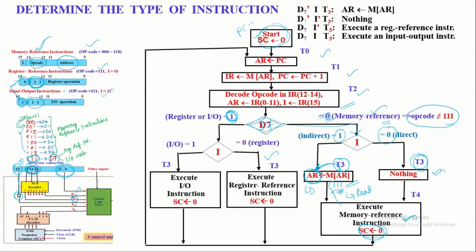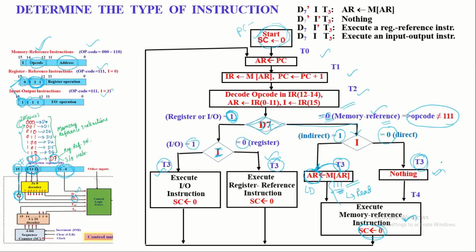Since those values are transferred to the I flip-flop of the control unit, the control unit only takes the content from its own components, that is the I flip-flop only. So when the I flip-flop is 1, it is known as an IO instruction. When the I flip-flop contains 0, it is known as a register reference instruction. The corresponding IO instruction or register reference instruction is executed during the timing signal T3. And at the end of the instruction execution, the sequence counter is also cleared in order to initiate the instruction cycle of the next instruction with the timing signal T0.